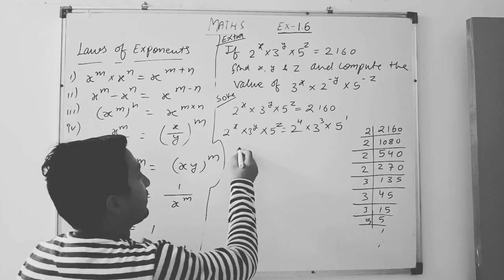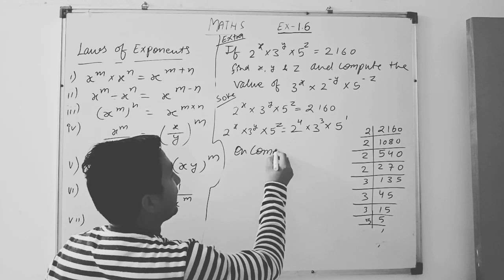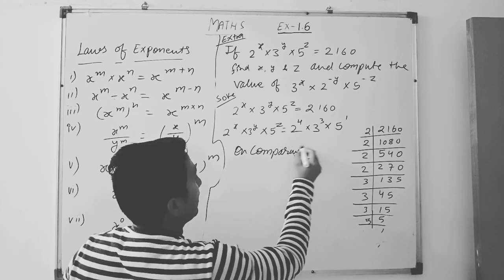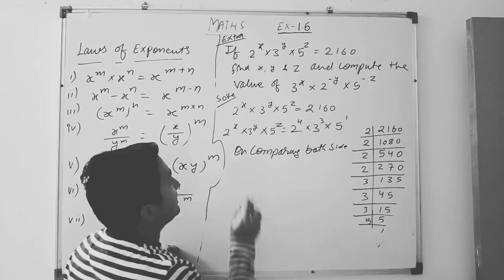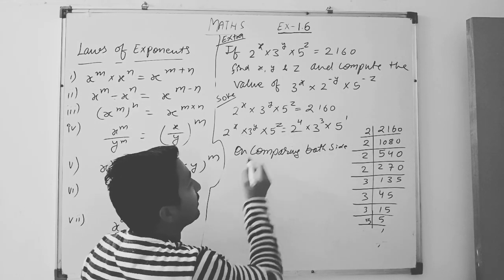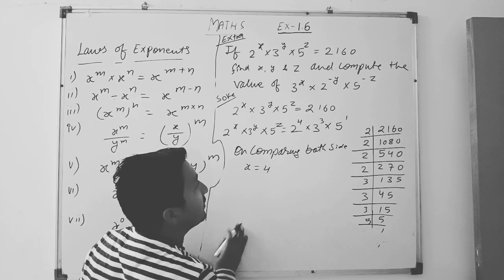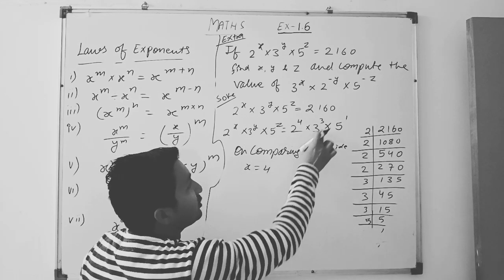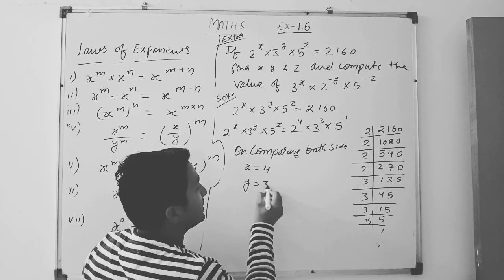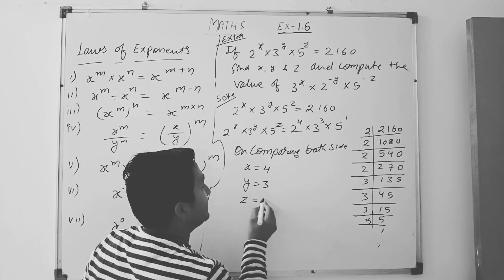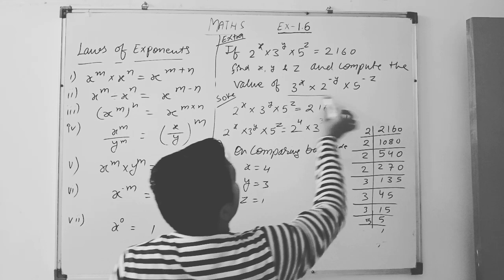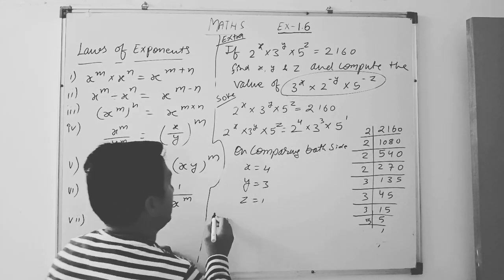So on comparing both sides, we can see that 2 to the power x and here 2 to the power 4. So the value of x is 4. 3 to the power y, 3 to the power 3, so the value of y is 3. 5 to the power z and 5 to the power 1, so the value of z is 1. Now we need to find the value of this portion.